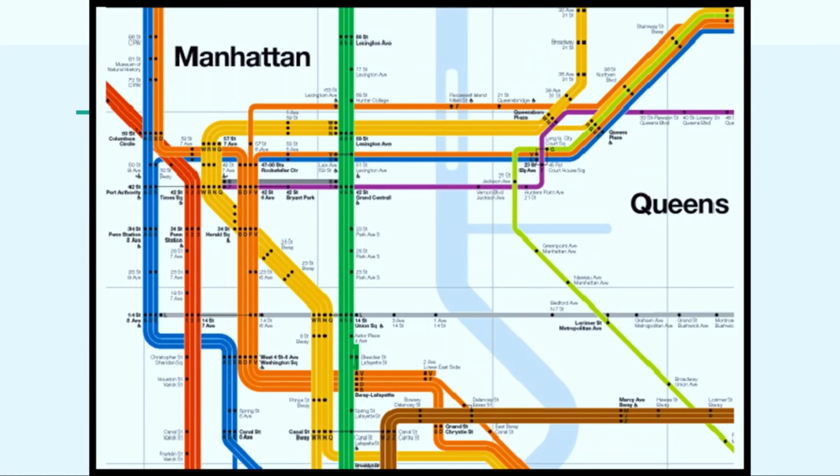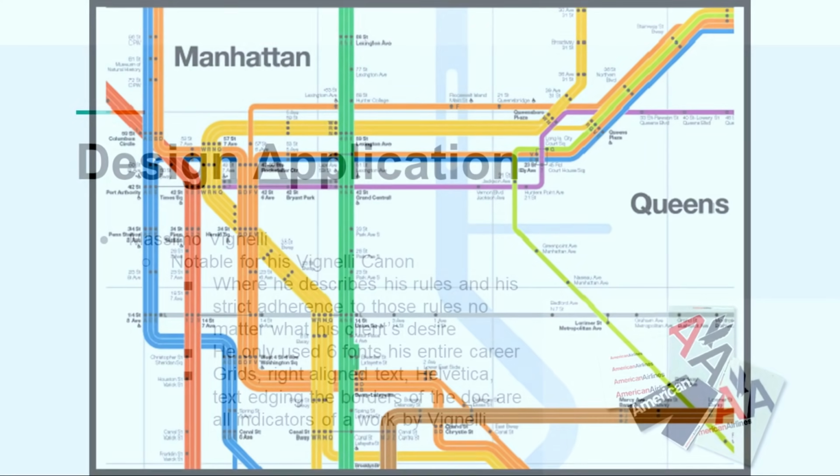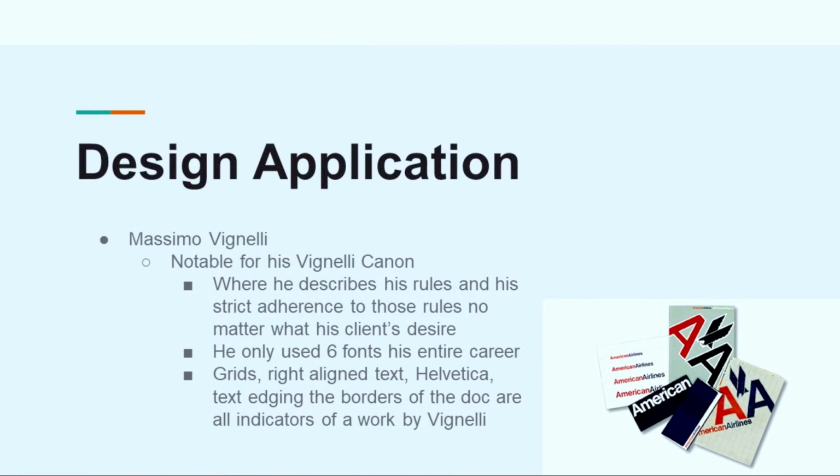And so this next figure is the person who created the New York subway grid. He is responsible for creating this system to manage the insane cobweb or soup bowl, as it's called, under New York. I don't believe anybody else could really have done this in such a simple, clear way. This is Massimo Vignelli. He's notable for his Vignelli Canon, where he describes his rules and his strict adherence to those rules no matter what his clients desire.